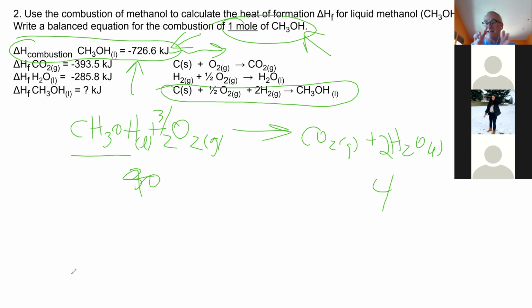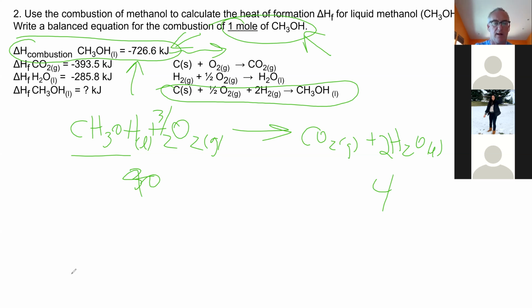But like I said, if we're usually balancing this reaction, we don't want any halves or thirds or fifths or whatever. But when we're dealing with a formation reaction, it always means just 1 mole, okay? So we have to make sure that everything else fits with our 1 mole of our reactant.